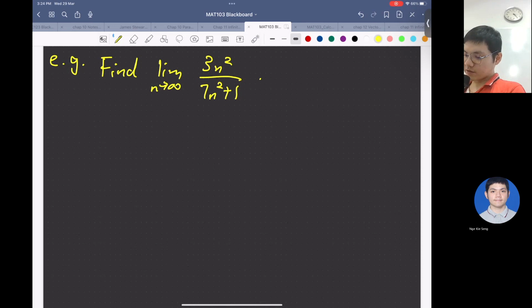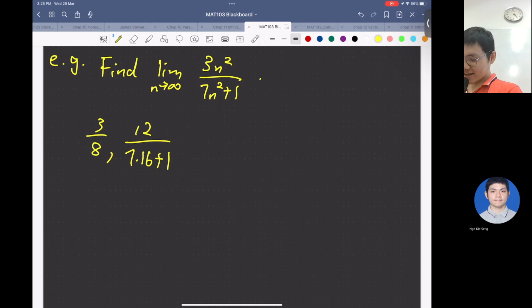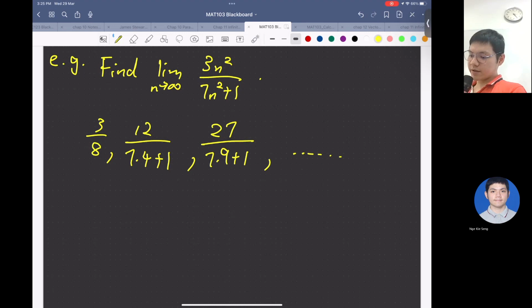So what's the first term? The first term is 3/8. Second term... I don't want to compute. Maybe put this first, and then 9, 27. Wait, what am I doing? So 2, 4, and 3, 9, and then so on. I think this seems a bit complicated. So what to do?